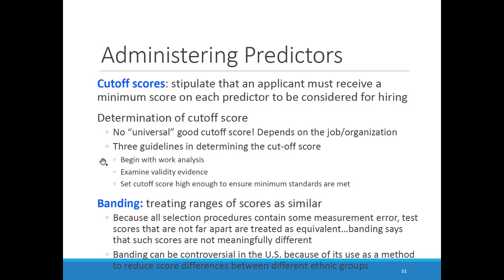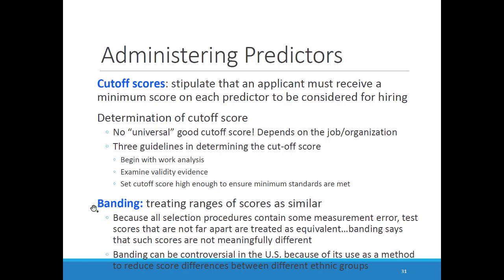There are 3 guidelines that the textbook offers in terms of determining the cutoff score. One is that you want to begin with a job analysis, otherwise known as work analysis. Number 2 is you want to examine validity evidence. And number 3 is you want to set a cutoff score that's high enough to ensure that the minimum standards are met.